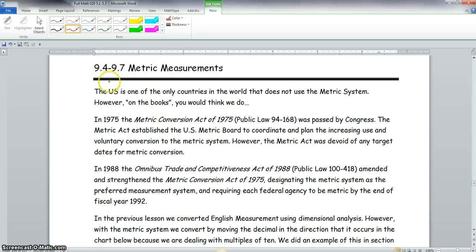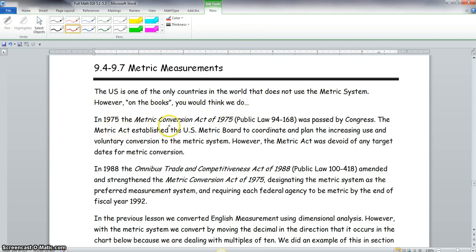Okay, class, this is the second part of sections 9.4 through 9.7, the metric measurements. It says the U.S. is one of the only countries in the world that does not use the metric system. However, on the books, you would think we do.